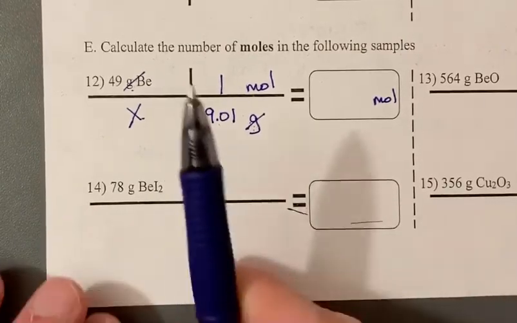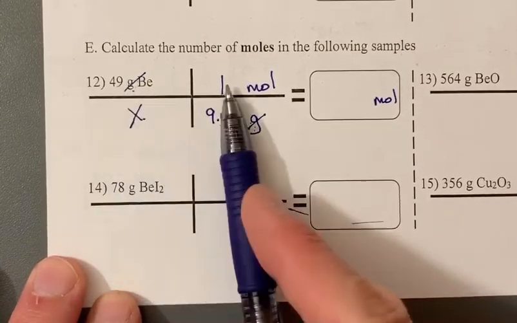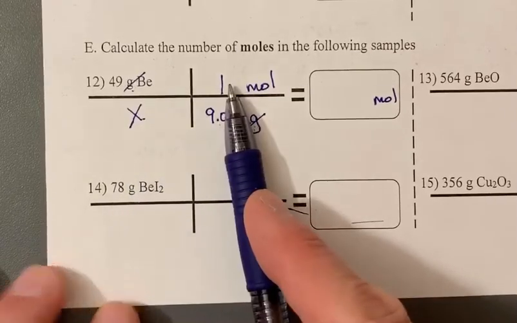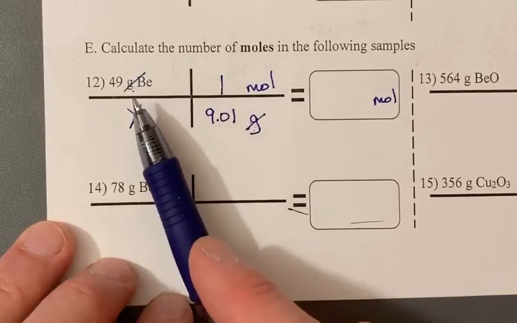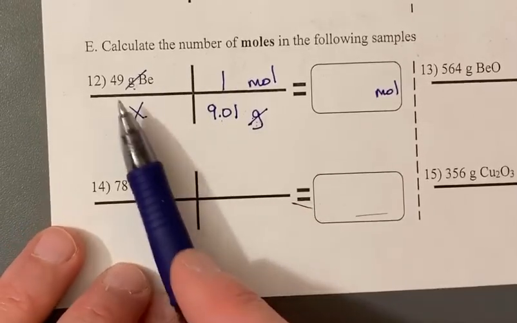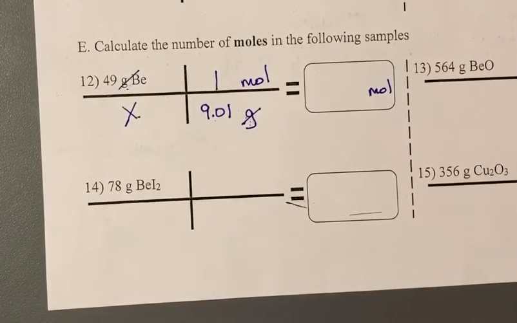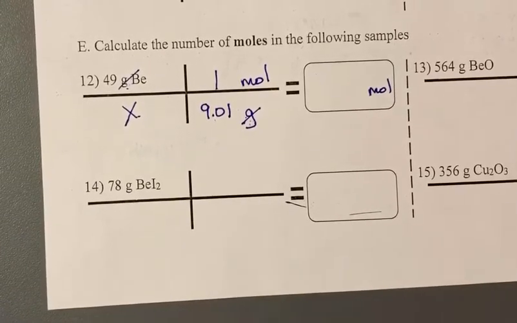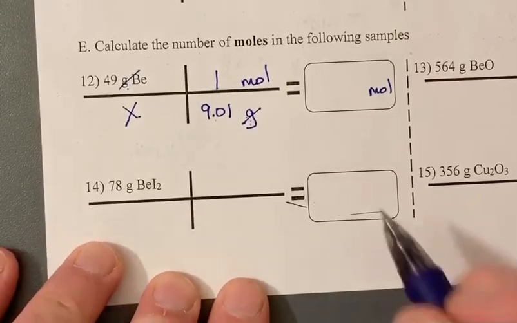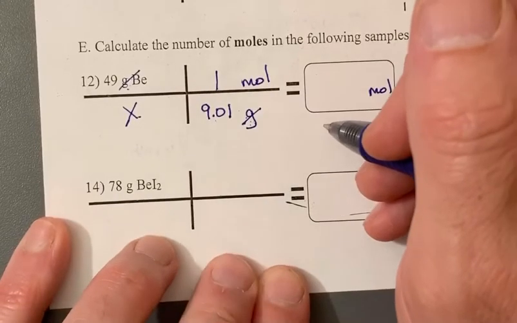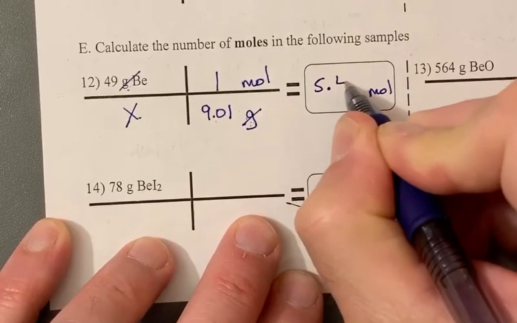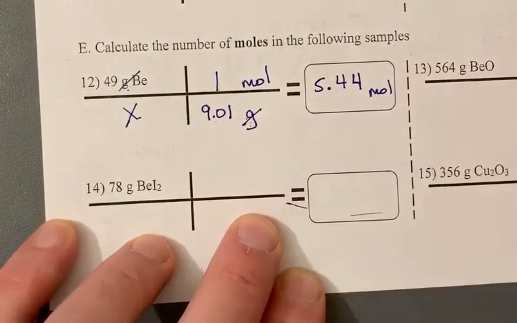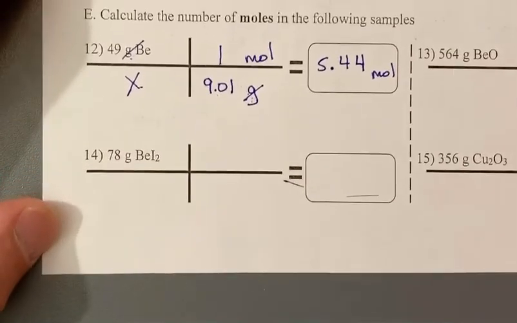Now we need to do the calculation. Calculation, always multiply the top numbers, which is 49 times 1, don't need to do that. Since there's a 1, we don't need to do anything. And then we divide by the bottom numbers. So we need to take 49 divided by the 9.01. And that gives us 5.438, which that 8 will cause our 5.43 to round up to 5.44. Okay? All right.